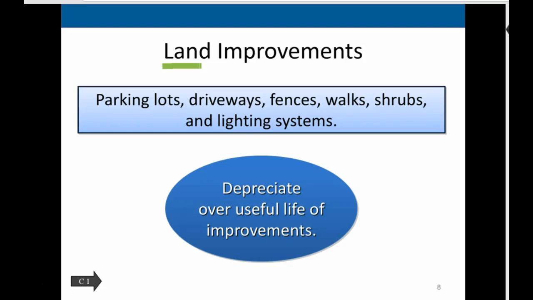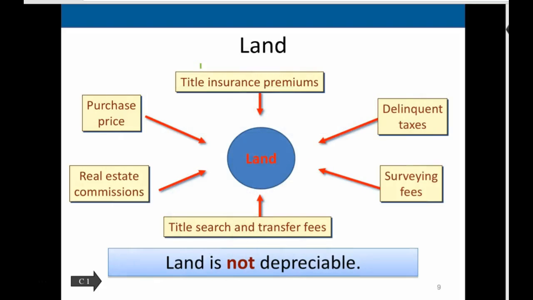The other is if we improve on the land, such as putting in a parking lot, driveways, fences, walks, shrubs, those things are improvements, and of course they do deteriorate. So those things will deteriorate, and the improvements on the land we will depreciate. The land itself, though, will not generally be depreciated.